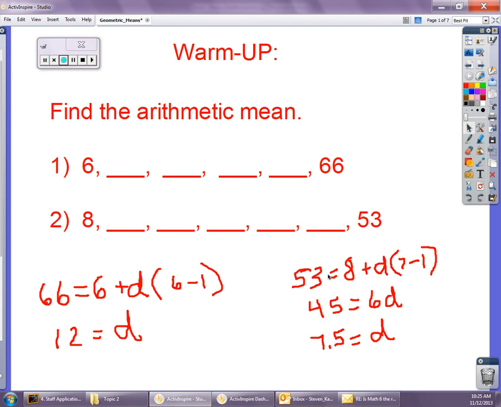In number 2, I do the same thing. I know the first term is 8. I know the seventh term, so I plug a 7 in for n, is 53. I don't know the common difference, so if I solve this equation for d, you end up with 7.5. So you can add 7.5 every time to get your new numbers.